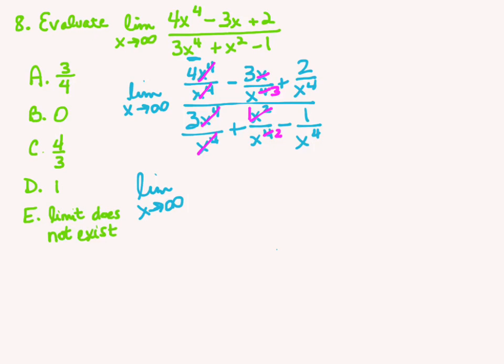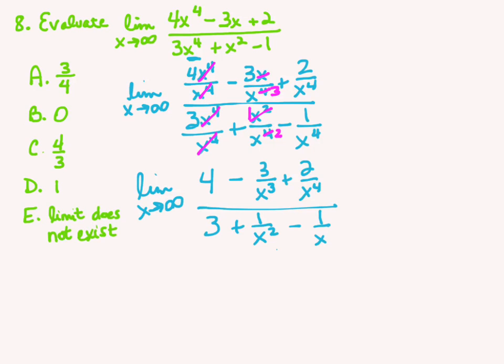So now in the numerator, I'm left with 4 minus 3 over x to the 3rd plus 2 over x to the 4th, over 3 plus 1 over x squared minus 1 over x to the 4th. So now if I look at these terms, and remember, I'm still considering that x is going to infinity.